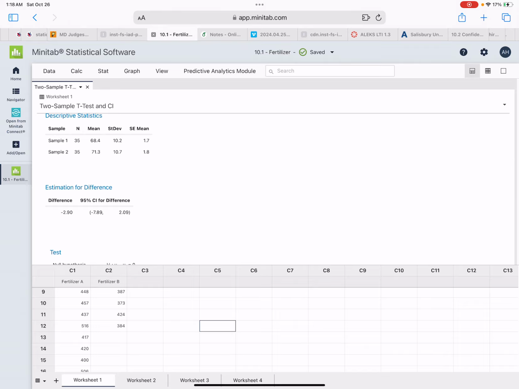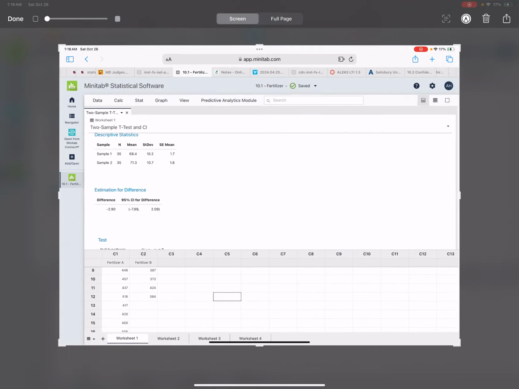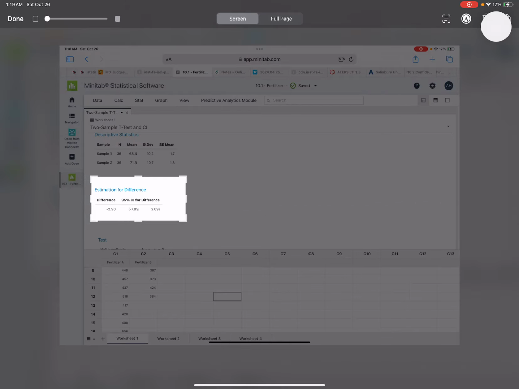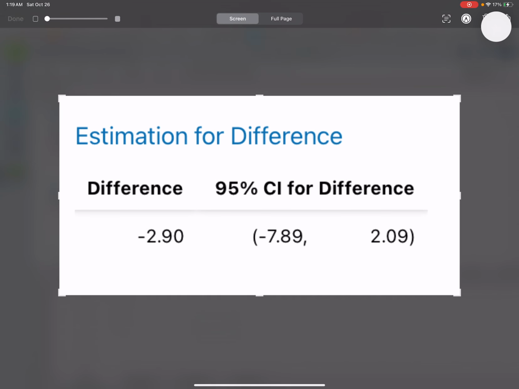Okay. So you see here they get a slightly better estimate for their confidence interval. But same sort of thing, right? I got -8, they got -7.9. I got 2.2, they got 2.1. So we get this.